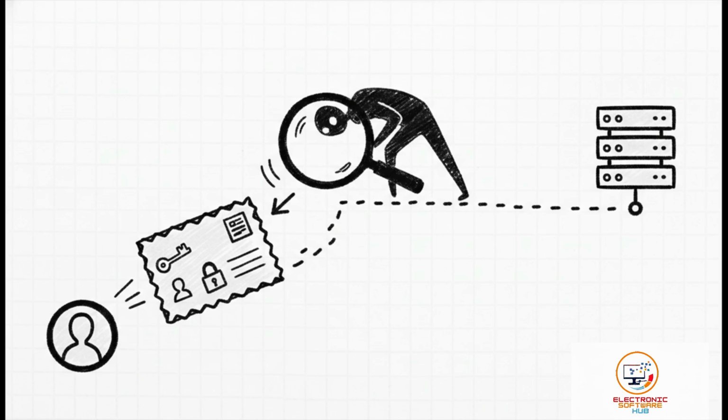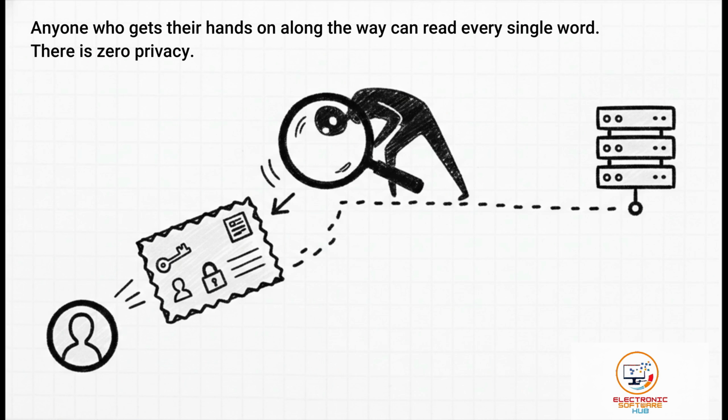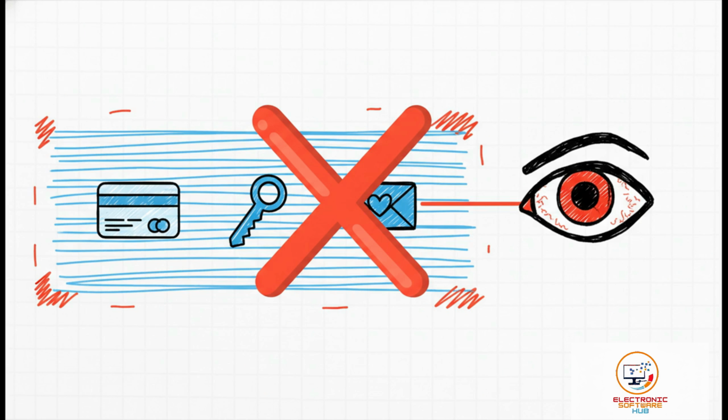But, and this is a big but, here's the massive flaw. HTTP sends everything in plain, readable text. The absolute best way to picture this is like sending a postcard through the mail. Seriously. Anyone who gets their hands on it along the way can read every single word. There is zero privacy. And that right there, that's the heart of the problem.